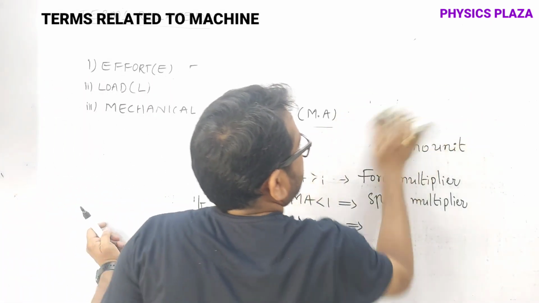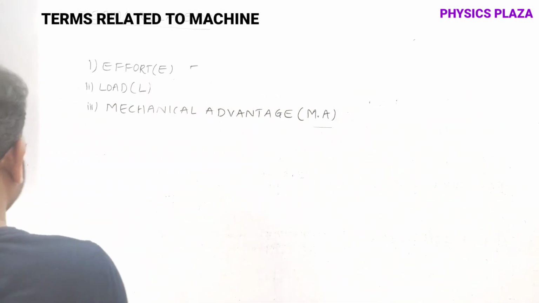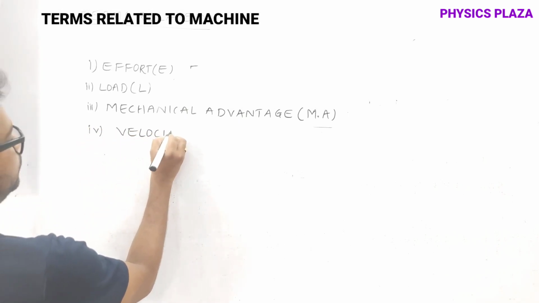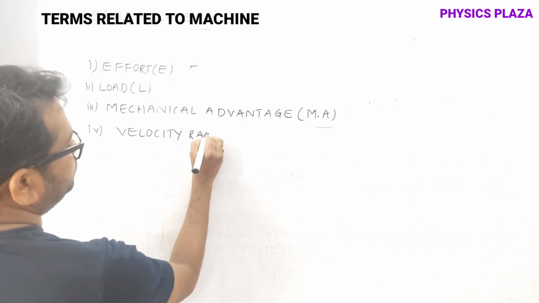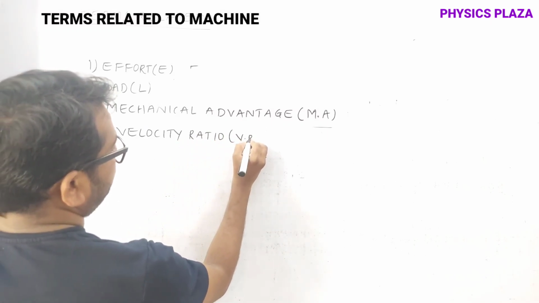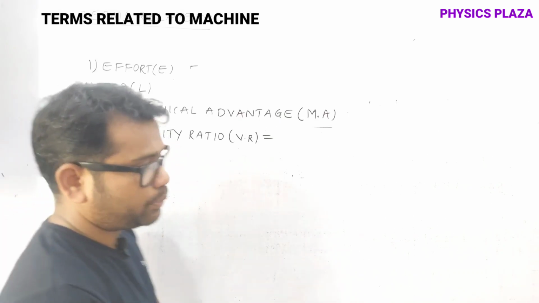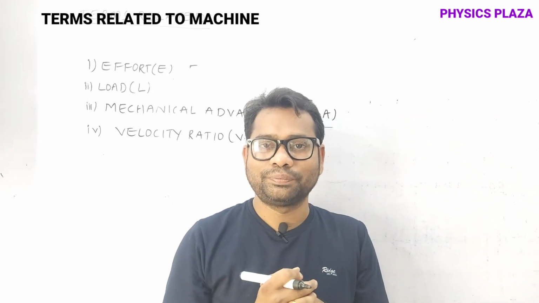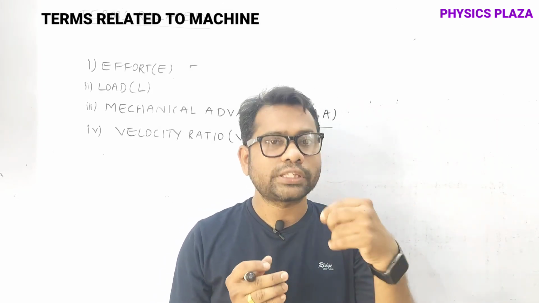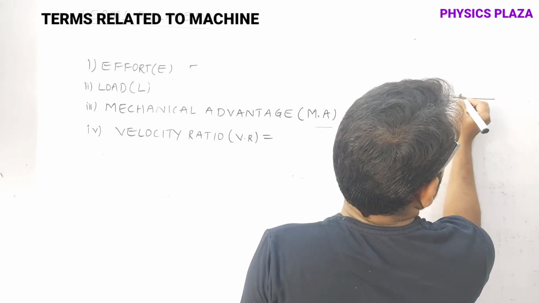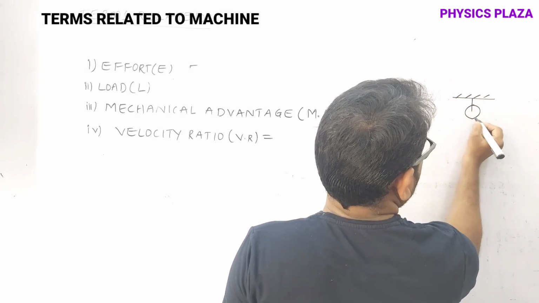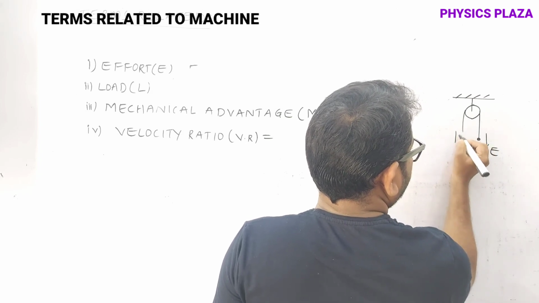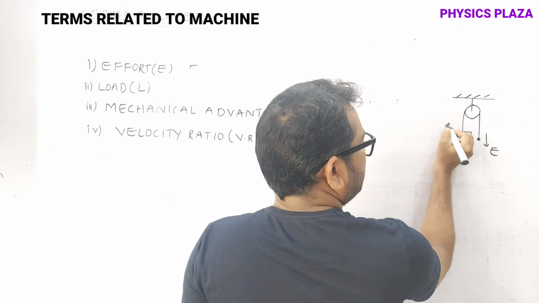Now, let us discuss the fourth term, called velocity ratio. We can call it VR. Children, this is very important. Whenever you exert a force at a point, the so-called effort, that point will be displaced, meaning that point will move with a certain velocity. For example, let us recall the single fixed pulley. This is the point where we apply the effort in the downward direction, and this is the load. It will be moving in the upward direction.